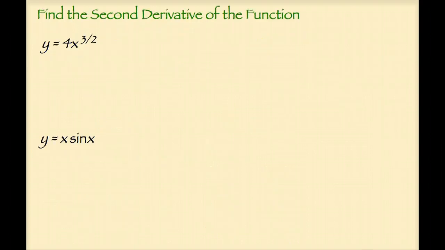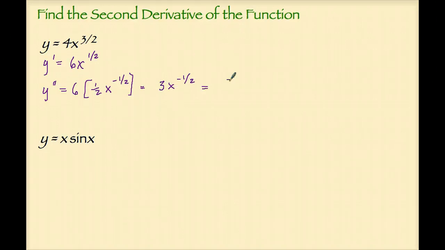Now we have an opportunity to practice taking a second derivative. The first derivative of this first example, y prime, will be the exponent times the coefficient, 12 over 2, 6, x to the 1/2 power. Remember to subtract 1 from the exponent using the power rule. The second derivative, 6 times the coefficient 1/2, x to the negative 1/2 power, which simplifies to 3x to the negative 1/2 power, which can be rewritten as 3 over x to the 1/2. And there is your second derivative.